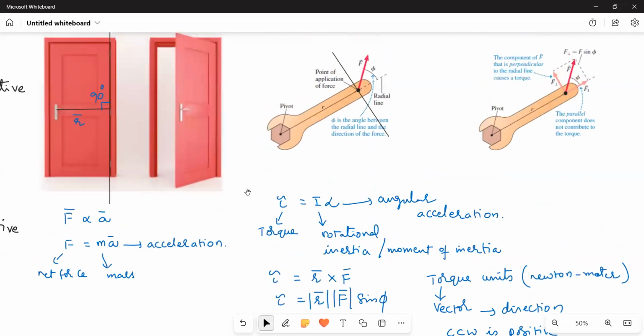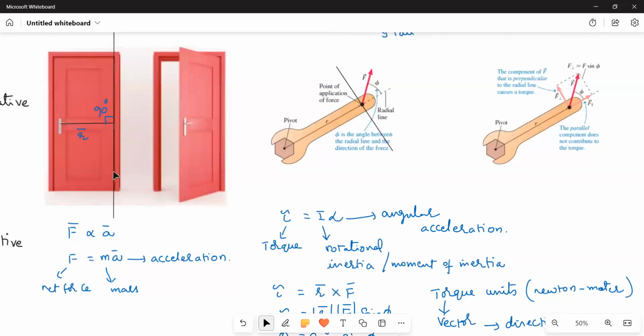So what we have to do is, for easy push and pull, to make the door rotate easily, to open and close the door easily, we have to keep the handle far from the hinges. That is the reason why we keep the handle far from the hinges. The second thing is that the hinges and handle always make 90 degrees. Hinges are in this direction and the handle is like this. If we draw the lines, they are perfectly perpendicular, so that we will get maximum rotation with minimum force.